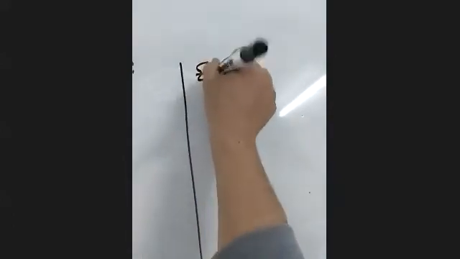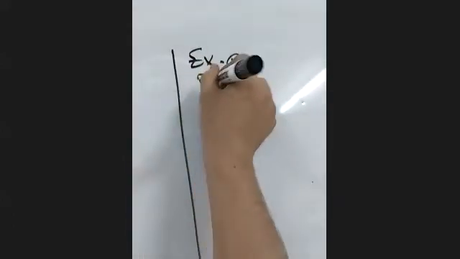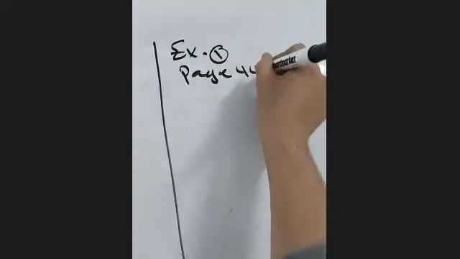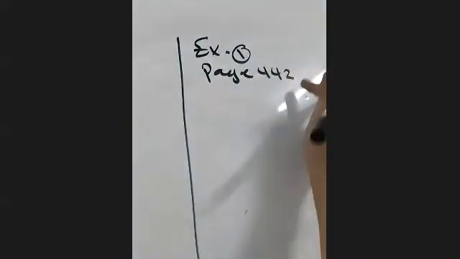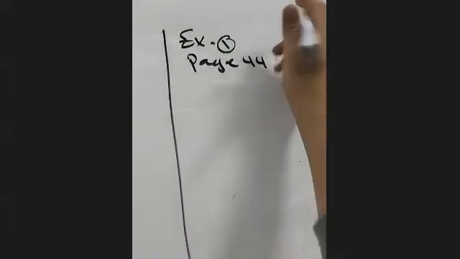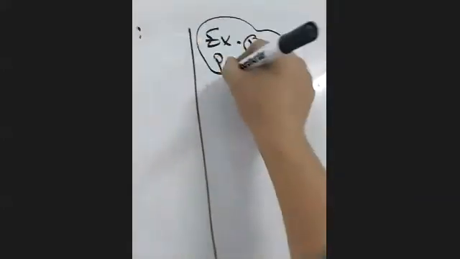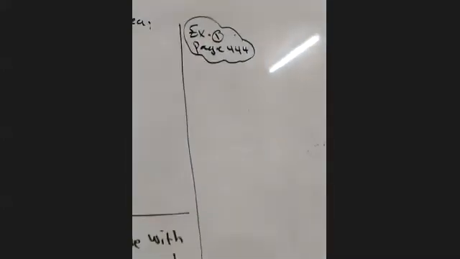Yalla, example 1. We are on example 1, guys. Page 344, right? Yalla, read. Find the area of the right triangle.